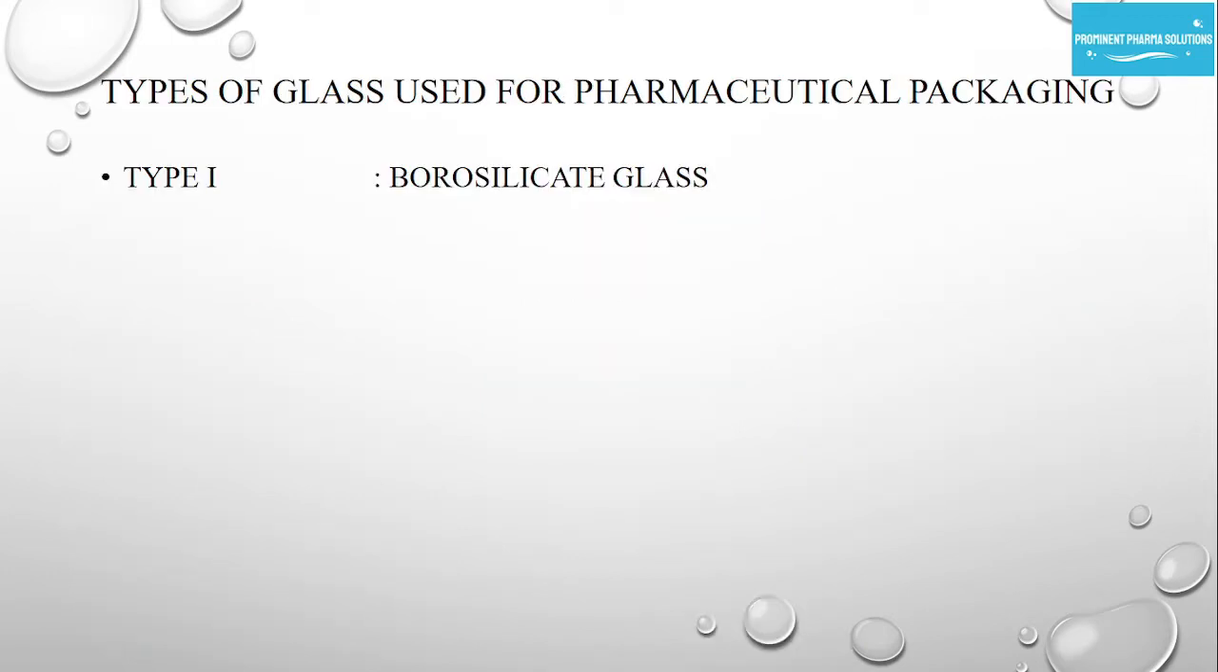Type 1 borosilicate glass. Borosilicate glass has a high melting point, so it can withstand high temperature, has high hydrolytic resistance, is resistant to chemical substances, provides reduced leaching action and can withstand sterilization. Type 1 borosilicate glass is used for laboratory glass apparatus, water for injection and for parenteral and non-parenteral use.